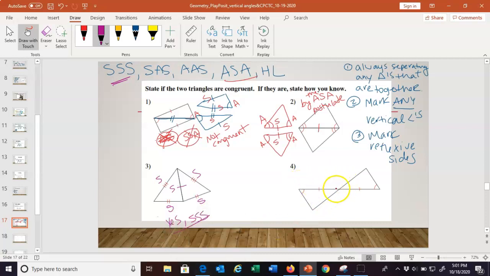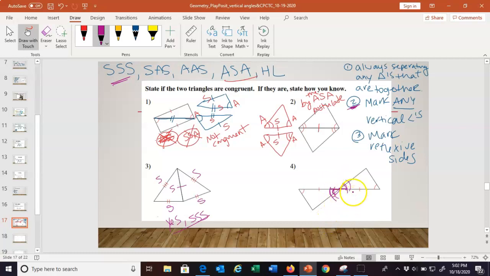Number 4 is the first one we've seen where they're not sharing a side, but this is the one where number 2 is going to come into play. We have some vertical angles. Remember, vertical angles are angles that share a vertex and are right across from each other like this. Just remember, vertical angles are congruent. They're equal. They're the same exact measure. We learned that last class.